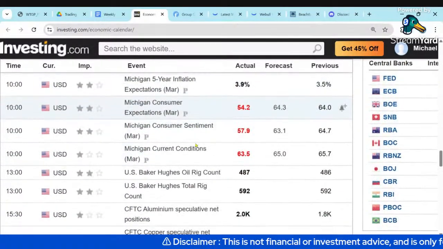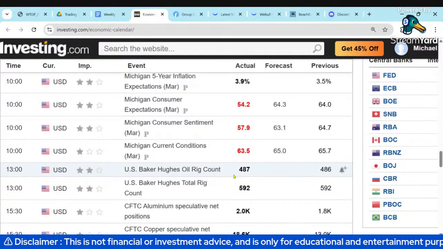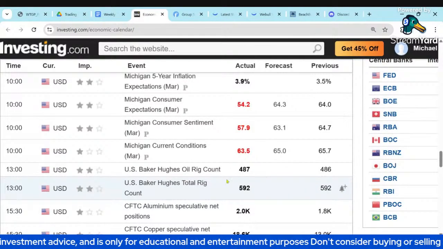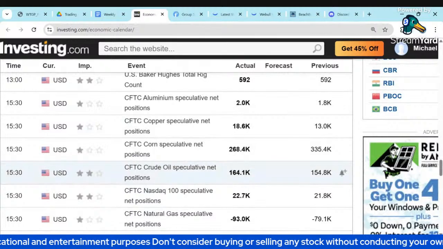Talked about Michigan consumer sentiment. So Baker Hughes oil rig count up 1, total rig count flat. So not a whole lot of change. Again, oil prices trending down.